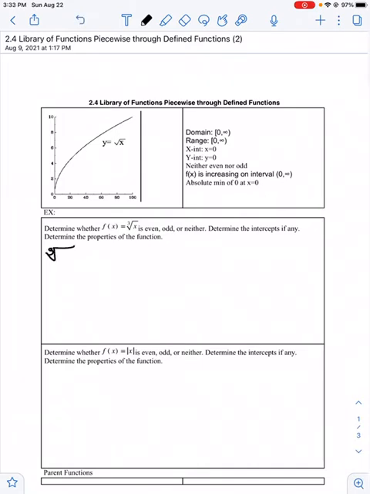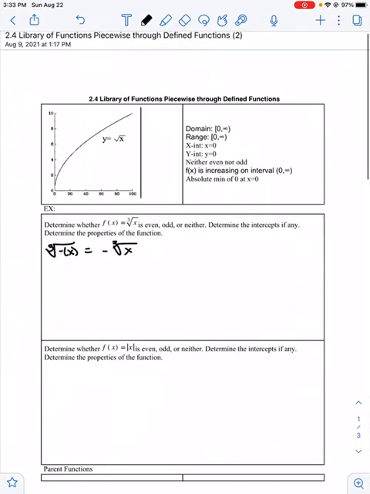negative x, and this equals negative cube root of x. That doesn't equal the original function, so not even. Then let's test for odd. So negative f of x, so negative, and then cube root of x. And that does equal what we just got when we were trying to solve for even. So this is an odd function. So symmetric, so symmetry over the origin.